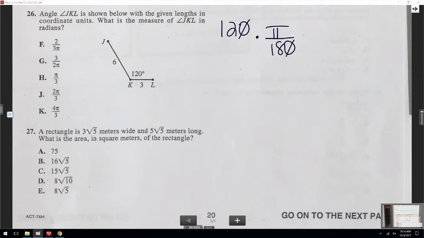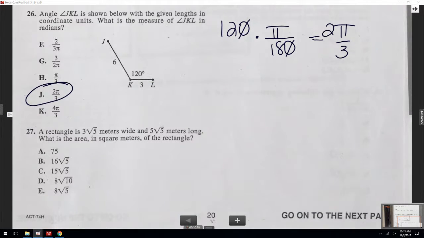How they'll cancel out? Okay, what about 12 and 18? What number goes into them? 6 goes into them. And so that would be pi over 3. 2 pi over 3. All right, that is J. Did you get it? Yay!